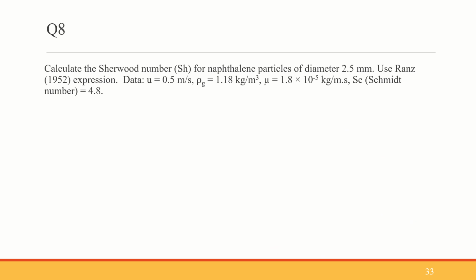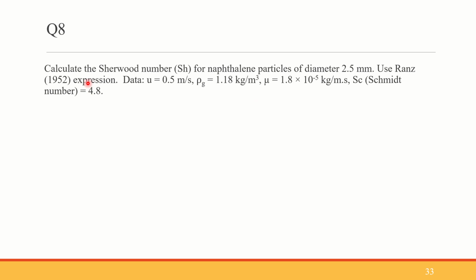Calculate the Sherwood number for naphthalene particles of diameter 2.5 mm. Use Rand's 1952 expression. Data: U is equal to 0.5 meter per second. Rho G is 1.18 kg per meter cube. Mu is 1.8 into 10 power minus 5 kg per meter second. Schmidt number is 4.8.